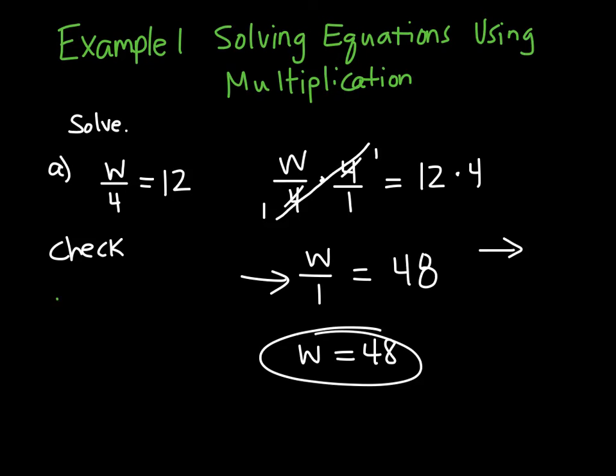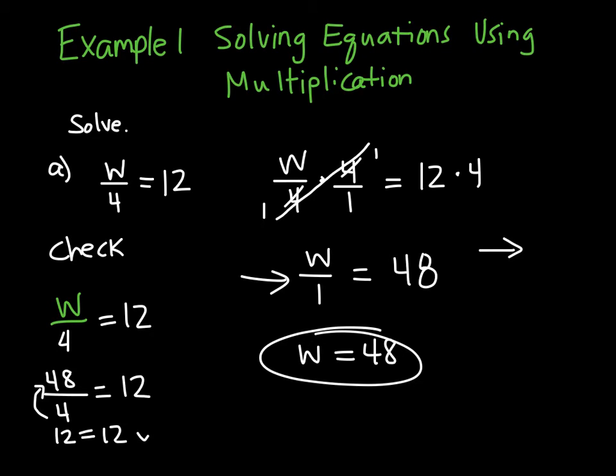So we have our W, which is what our unknown was, and it's over 4, and it equals 12. So we rewrite out what we have. Then we fill in what we know W equals. It happens to be 48. It's over 4. It equals 12. All we have to say is, how many times can 4 go into 48? Well, we should know that 4 times 12 equals 48. So we can say, this does equal 12, and this does equal 12, so it does check out.